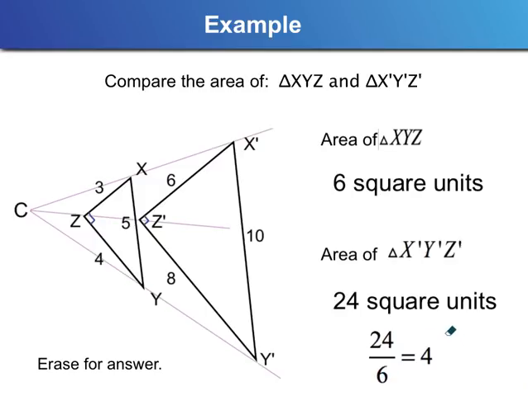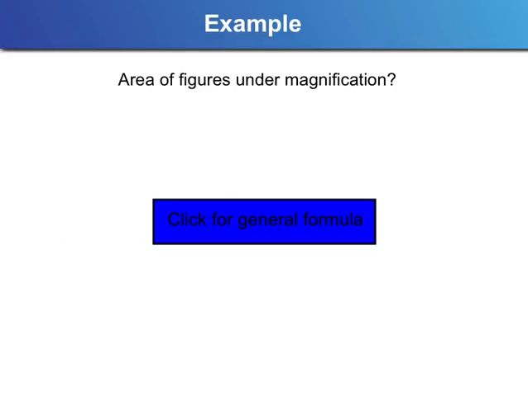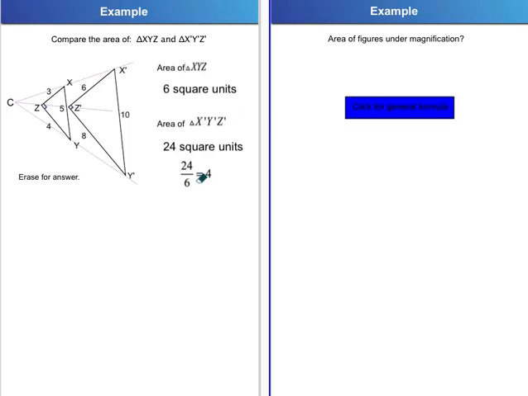I'd like you to think about how the areas relate given the scale factor that was used. Think about it for a second. Pause your video if you have to. When you're ready to hear more about it, press play again. So you'll notice that the ratio of the areas of the triangles is not the scale factor. It's actually the scale factor squared.